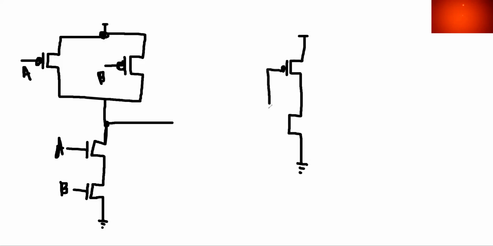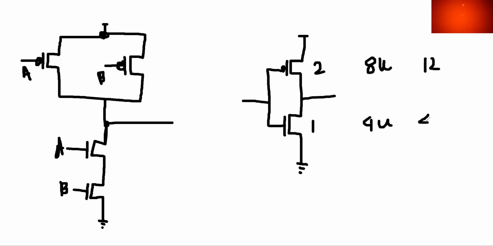2:1, 3:1, right? So let's write 2:1. This is 2, this is 1. 2:1 means if it is 8 micro, then it is 4 micro. In our lab, we have seen this is 12 micro and this is 4 micro, so it is 3:1. Now it can happen, it will vary between 2 to 3. It can be 2, 2.2, 2.3, 2.4, 2.5, 2.8, up to 3. So it varies between 2 to 3, right? 2:1 or 3:1, something like that.